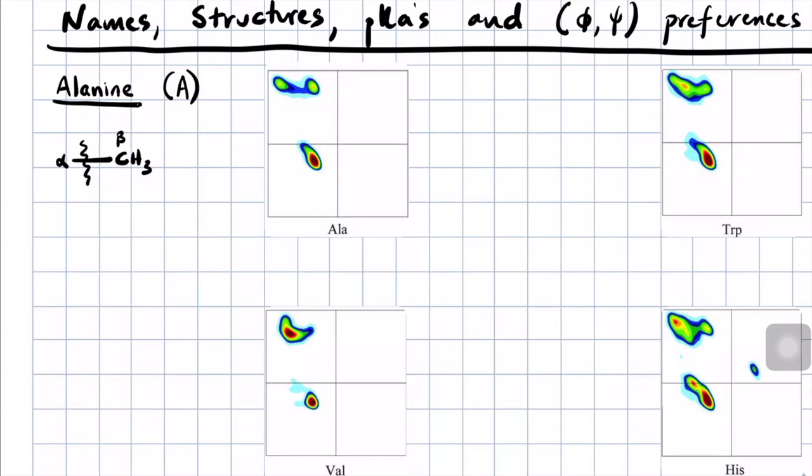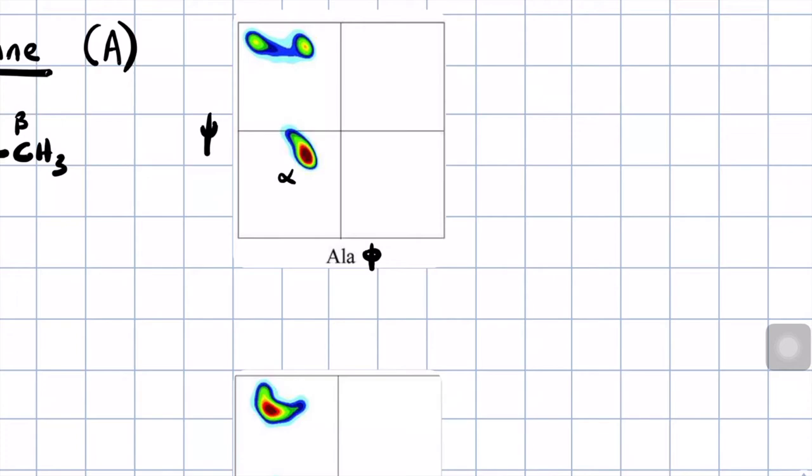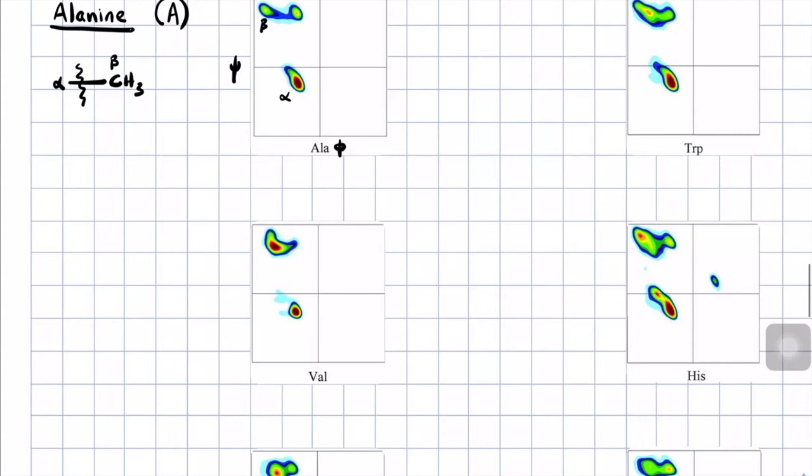And if you look at alanine's phi psi dihedral angle preferences, you can see that it's happy in the alpha helical area, it's happy in the beta strand or beta sheet area. It's also happy in this other area, which we won't talk about, but is related to polyproline type 2 helices of the kind that are found in collagen. One interesting feature of alanine is that it is fairly comfortable in both alpha helical and beta strand types of structures. It's also fairly comfortable on the internal area of proteins, but also along the protein surface.